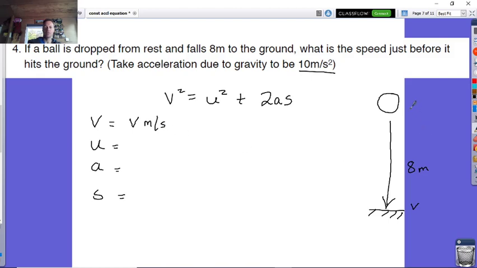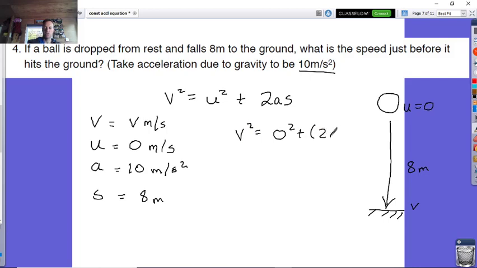Initial speed, well, if I drop it, isn't the initial speed going to be 0 because it's starting from rest? Acceleration is going to be 10 meters per second squared. And the distance is going to be 8 meters. And you must make sure that distance is in meters. Okay? Then you put it into the equation. v squared equals u, which is 0 squared, plus, open up your brackets, 2 multiplied by 10 multiplied by 8.